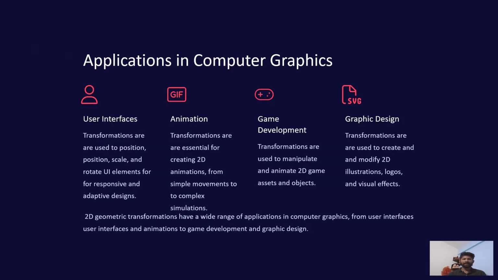So now, let's take a look at the applications in computer graphics. First, user interfaces. Transformations are used to position, scale, and rotate UI elements for responsive and adaptive designs. Second, animation. Transformations are essential for creating 2D animations, from simple movements to complex simulations. For example, the GIF. Third, game development. Transformations are used to manipulate and animate 2D game assets and objects. Last, graphic design. Transformations are used to create and modify 2D illustrations, logos, and visual effects. 2D geometric transformations have a wide range of applications in computer graphics, from user interfaces and animations to game development and graphic design.